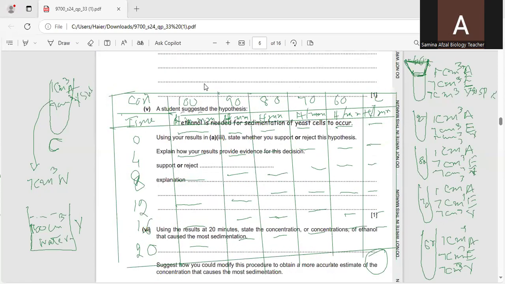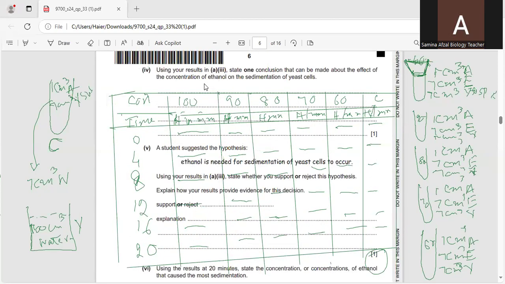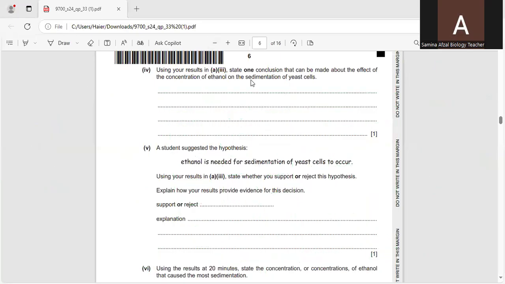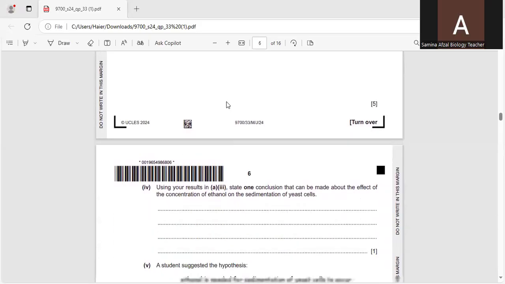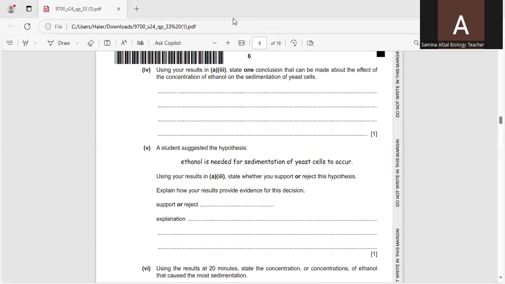Now, after doing this, we are moving on after we have got these results. When we do this experiment in the laboratory, then we will get this. Now, using your results in A, state one conclusion that can be made about the effect of the concentrations of ethanol on the sedimentation of the yeast cells.